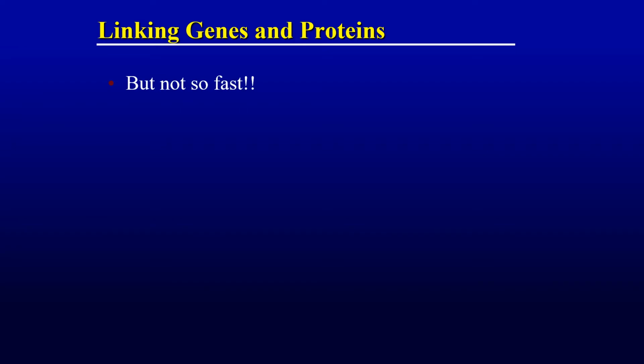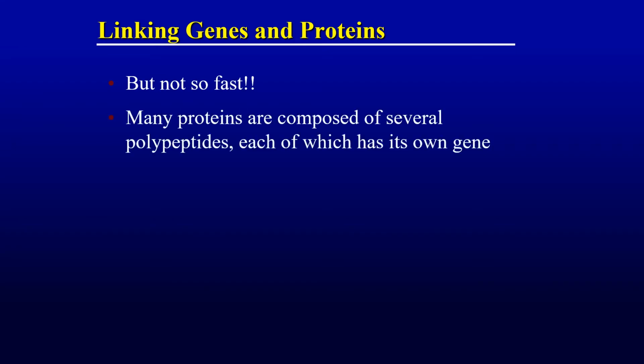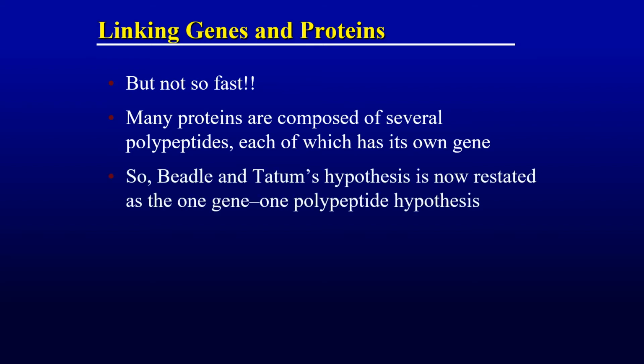But hold on, not so fast. Many proteins are composed of several polypeptides. Again, cast your mind back to chapter 5 where we talked about the quaternary structure of proteins, where more than one polypeptide chain comes together to form a quaternary structured protein. So, many proteins are made of several polypeptides, but each polypeptide has its own gene, or the synthesis of that polypeptide is directed by its own gene.